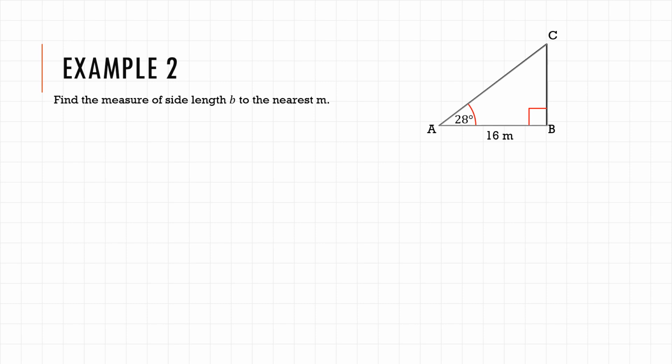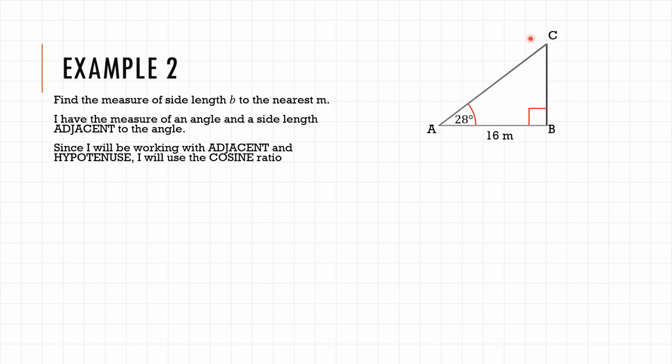Find the measure of side B to the nearest meter. Okay, so let's see. Side B, well, this is angle B, and side B would be directly opposite it. Usually in a triangle, the side with the same letter is opposite the angle that has the same letter. So this is side B over here, right? In my equation, I will have an angle and the side length that is adjacent to the angle. And since I'll be working with adjacent and hypotenuse, I need to use cosine.